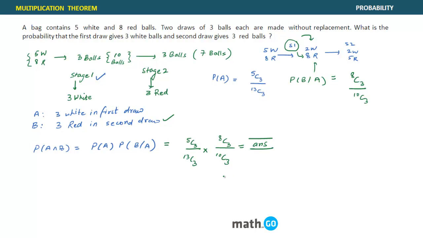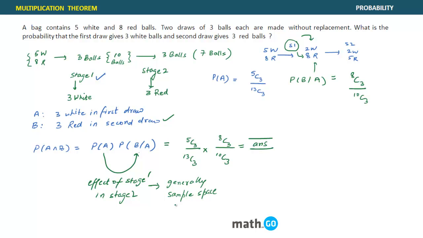Okay, and this is how the multiplication theorem works. It's very, very simple. You just have to consider the effect of stage 1 on stage 2. So the effect of stage 1 in stage 2 has to be carried forward. That's it. And generally, in most of the cases, I would say the word generally, this will change your sample space. Sample space will get changed, right? This is how it will affect the problem. That's it.